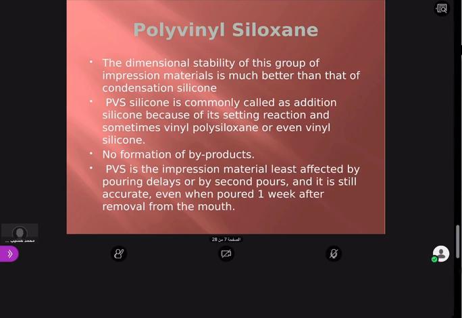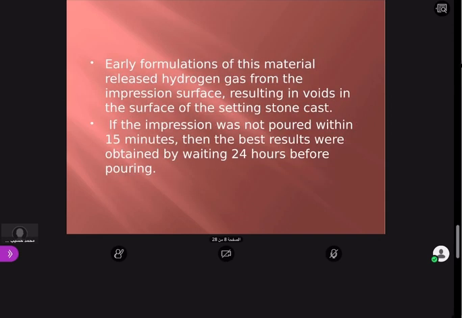But this is the third type of rubber based silicone impression material, which is polyvinyl siloxane, also called additional silicone. In this impression there is no byproduct formed. So that is why it is dimensionally more stable than previous types. Polyvinyl siloxane is the impression material least affected by pouring delays or by second pours, and it is still accurate even when poured one week after removal from the mouth. So it is a very dimensionally stable material, and we are using this material in our clinical practice.